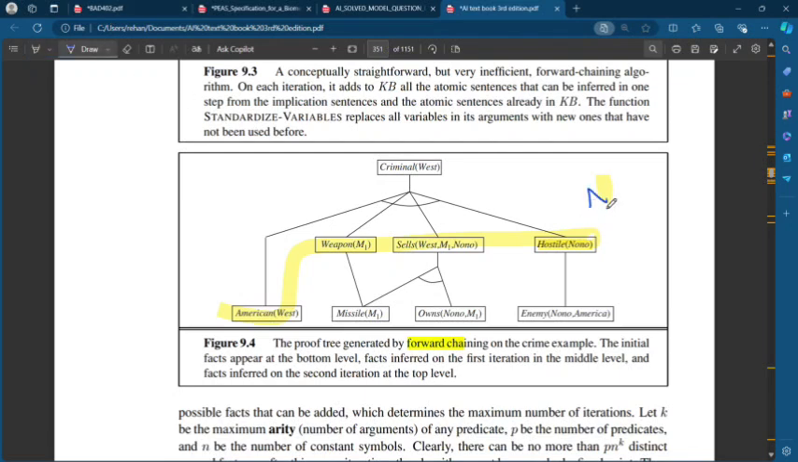No, sorry, it's not Nano, it's Nono is hostile. Then sells West M1 comma Nono, which means West sells M1 to Nono. What is M1? That is a weapon. Then also we have weapon M1, missile M1 owns Nono M1, which means it has sells West M1 comma Nono. Okay, wait, I'll do one thing. I'll explain this properly in the next video.